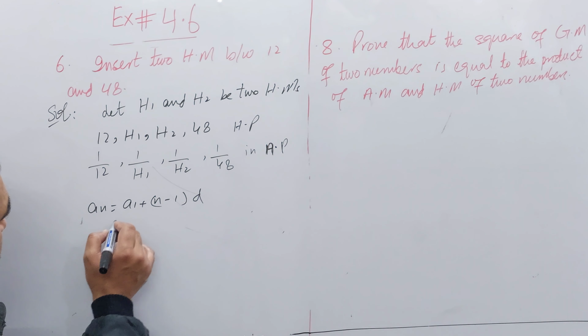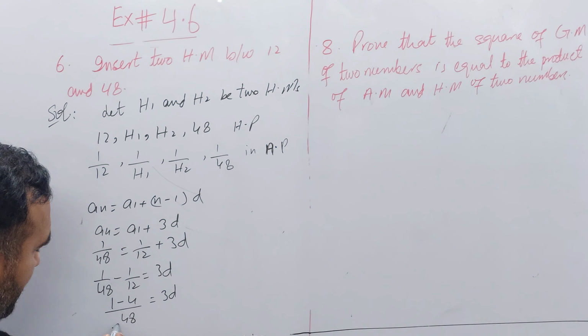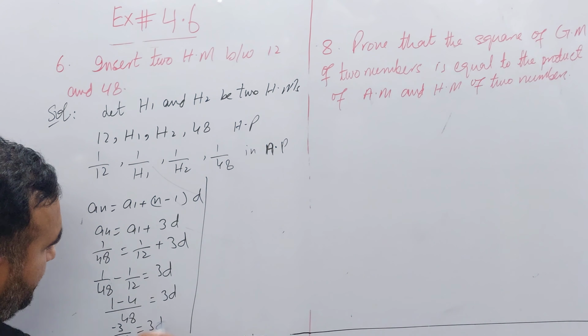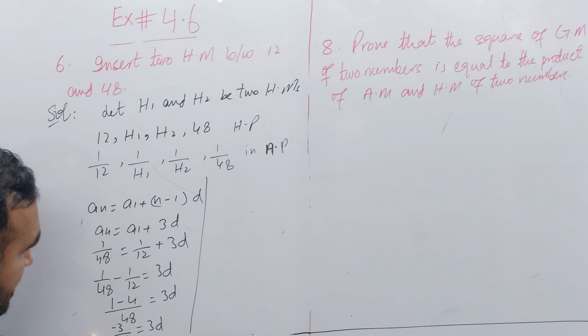Shift this 1 over 12 to the other side, we will have 1 over 48 minus 1 over 12 is equal to 3d. The LCM of 12 and 48 is 48. It will be 1 minus 4, because 48 divided by 12 is 4. So 1 minus 4 is equal to 3d, right? So we will have minus 3 over 48 is equal to 3d. Shift this 3 to the other side, so we will have minus 3 by 48 into 1 over 3 is equal to d. 3 is gone. d is equal to minus 1 over 48.